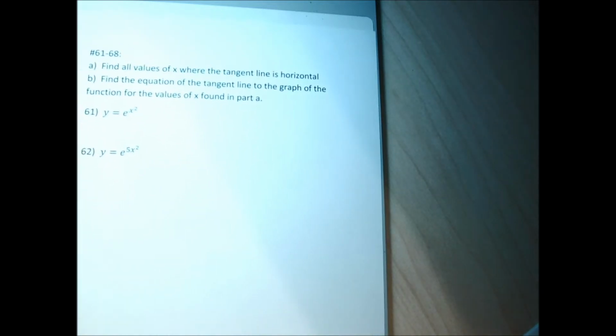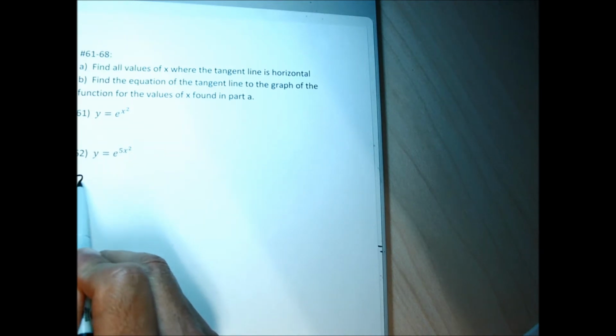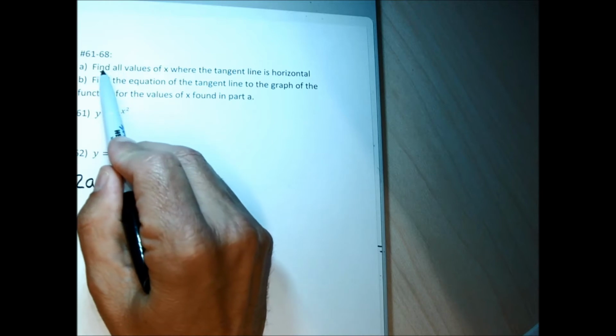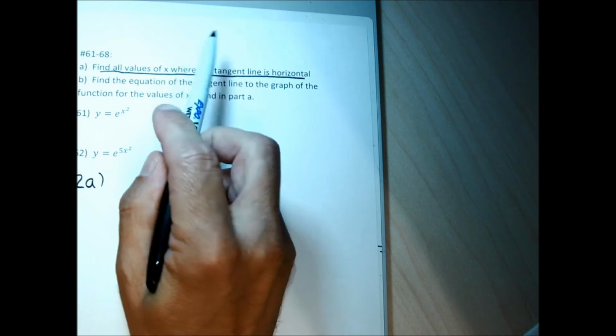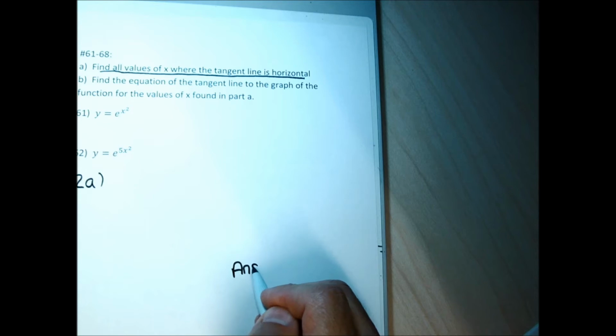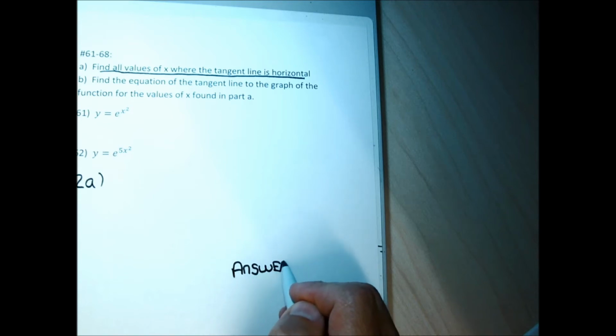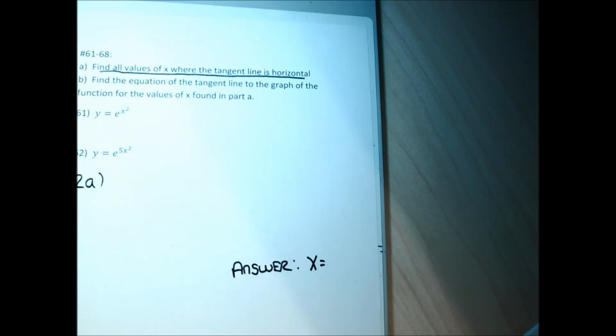All right. There's only 4 problems that we have to do to finish up this section 2.3, and each of the problems has the same instructions, and all our problems look the same again. Part A of each of the problems asks to find all values of x where the tangent line is horizontal. Immediately when it says find all values of x, I know my answer for part A is going to be x equal to some number, because I'm asked to find a value of x.